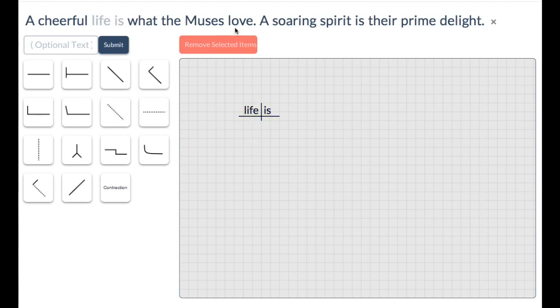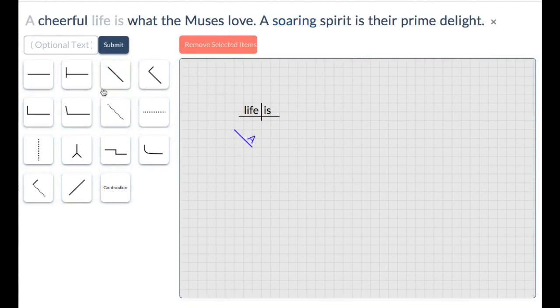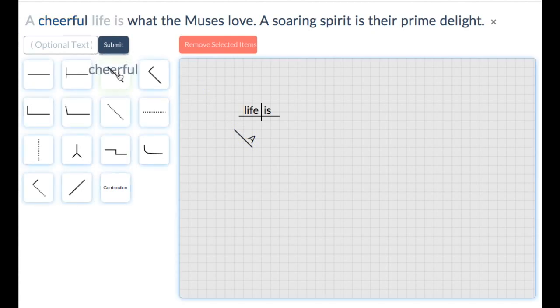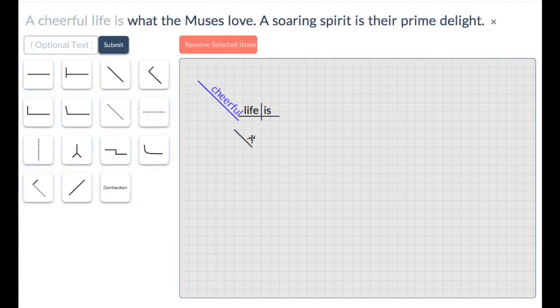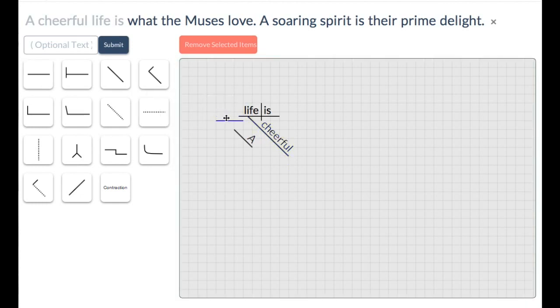Okay, life is. Now we need to diagram all these other words. Well, A is telling us more about life, so that's going to go under life. Cheerful is also telling us more about life, so we'll put it under life. Those two are adjectives modifying our subject, and that's how we diagram them. Both of them are on the left side because they're part of the subject. Okay, life is, now we're left with what the Muses love.